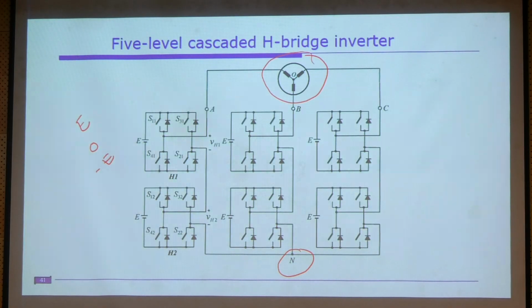How to get E voltage? If you turn on these two switches, you will get E voltage, right? If you turn on these two switches, you will get minus E. How to get 0 voltage? If you connect the top two switches or the bottom two switches, you will get 0 voltage, right? This way you will get the three levels. Similarly, you will get E, 0 and minus E. If you measure combinedly, this is VH1 and this is VH2.